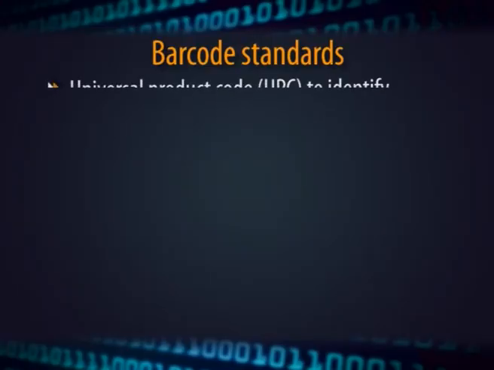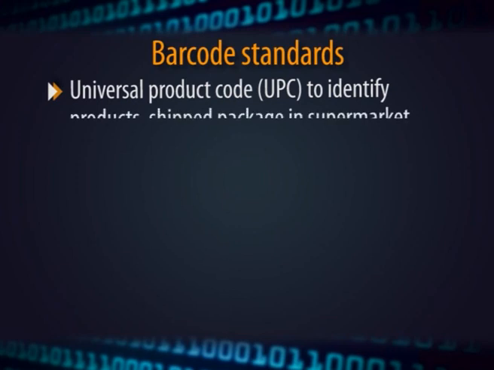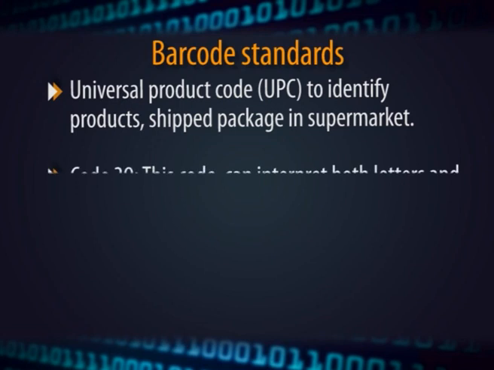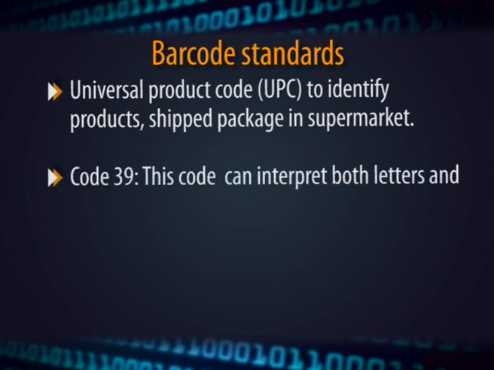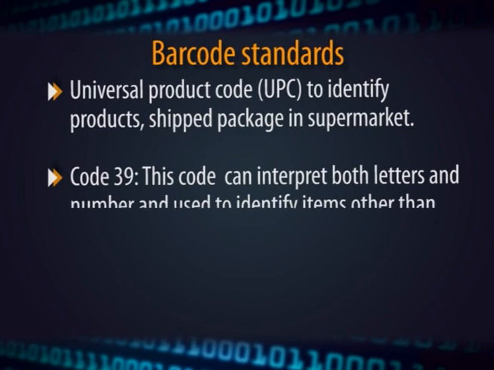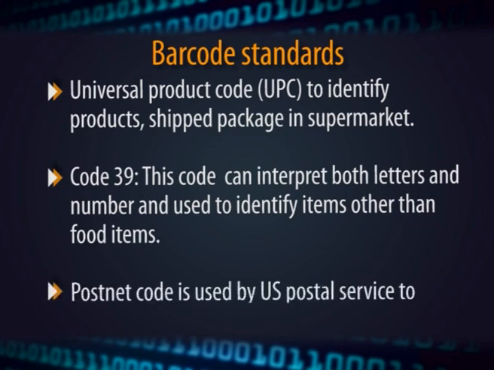There are three standards which exist in the barcode. One is the universal product code to identify products shipped in packages in the supermarket. Second is code 39. This code can interpret both letters and numbers, and it is used to identify items other than food items. The third type of barcode is a postnet code and is used by the US Postal Service to detect zip or postal codes. So, this is all about the barcode readers.